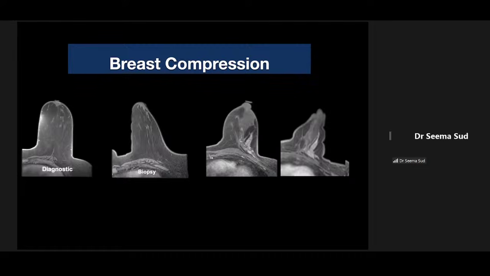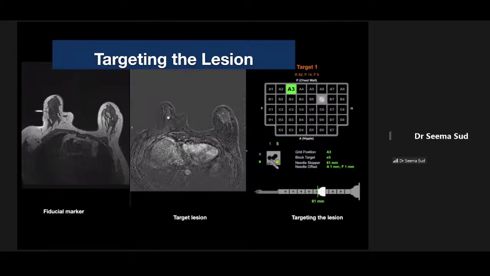And the other thing you need to remember, when you compress the breast, the shape of the breast will change. This is a diagnostic MR, and when you compress, look how the shape is changing. So you need to correlate what you saw in your diagnostic MR and at the time of the biopsy, that you are biopsying the right area, because the breast is getting a little distorted.